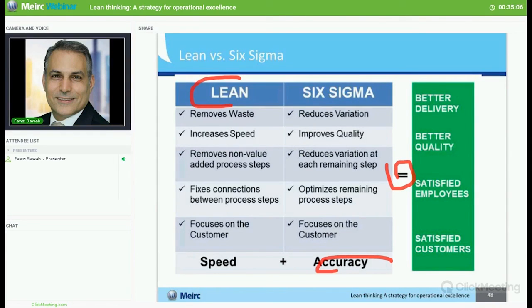So Lean is simple. However, sometimes implementing Lean can present challenges to the organization in the mindset and in the resistance. So we recommend that a strategy for change, for transformation, be implemented within a Lean structure. And this is how we can go about instilling the training and education within an organization.